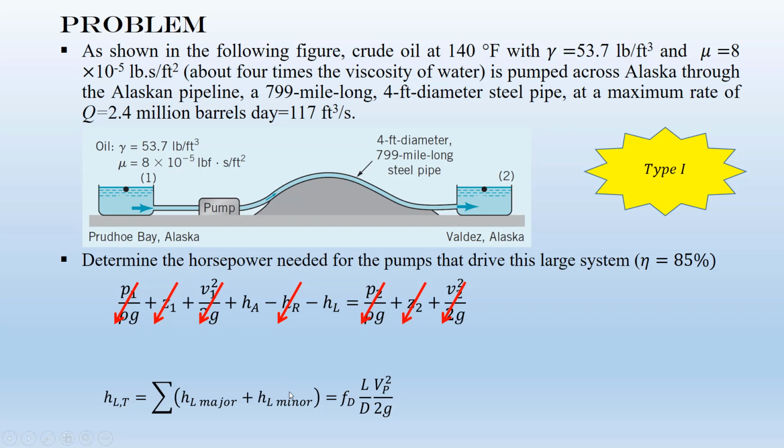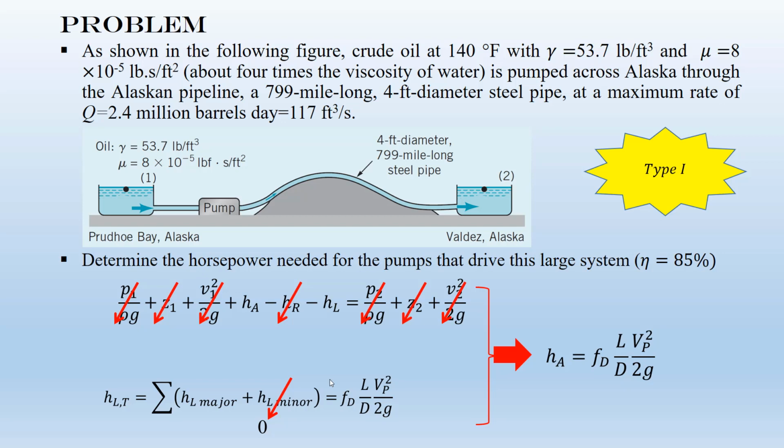Here we have no information for the minor losses, so you can cancel them. Moreover, guys, this is a very long pipeline, almost 800 miles, so it is probably a good idea to cancel the minor losses. So if you combine these two equations, you can write HA equals f L V squared over 2 D g. So to find HA, you need to have the friction factor.